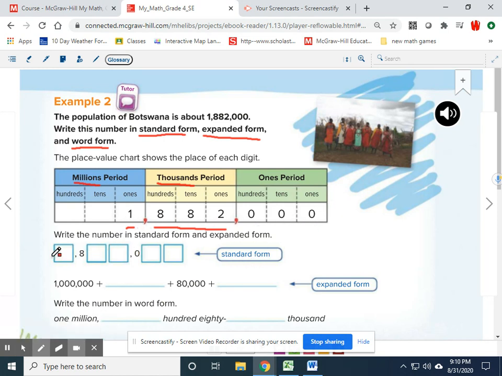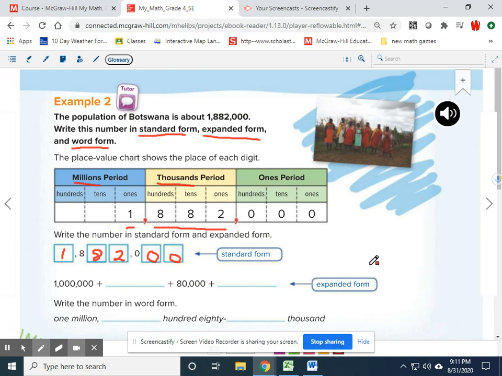We're going to rewrite this. So there's my 1 goes right there, comma, 8, 8, 2, that's 882,000, and there's no value in the ones period there. So that's 1,882,000. We also can write it in expanded form.